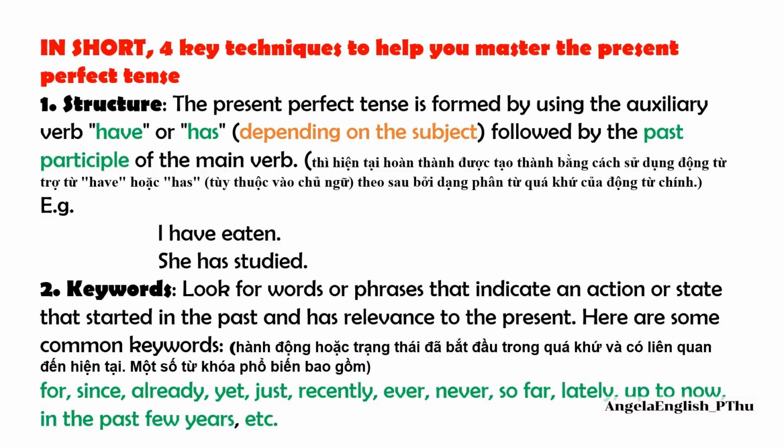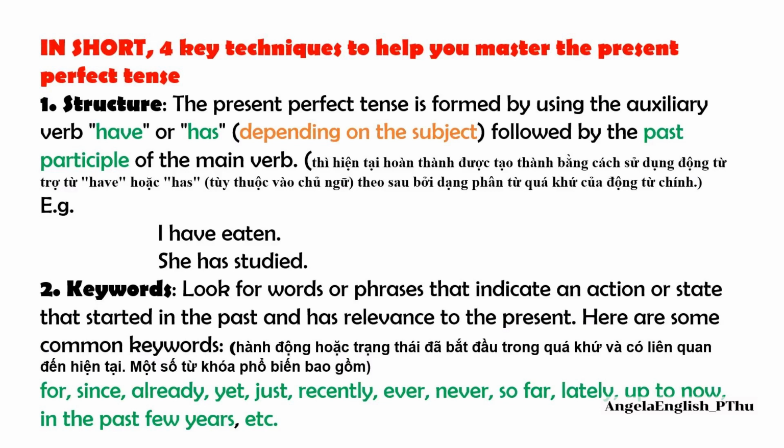In short, 4 key techniques to help you master the present perfect tense. 1. Structure. The present perfect tense is formed by using the auxiliary verb have or has, depending on the subject, followed by the past participle of the main verb. For example, I have eaten. She has studied.